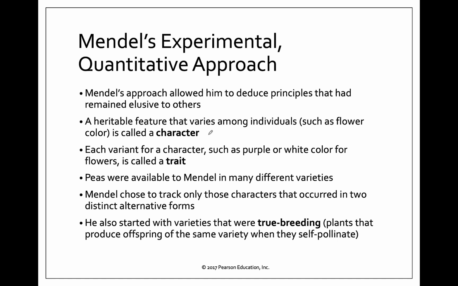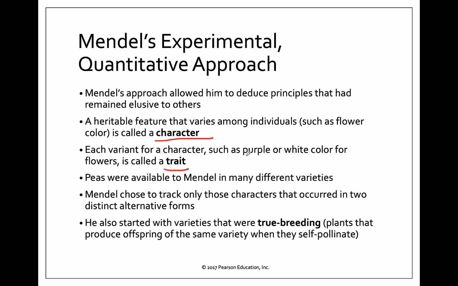So here are some terms that we need to clarify. A character is some kind of heritable feature. In the plants, Mendel looked at several different characters. A character could be the flower color. Is the plant tall? A character can have many different variants. So each variant is called a trait. So if the character is flower color, there are several different traits. So it could be a purple flower or a white flower.